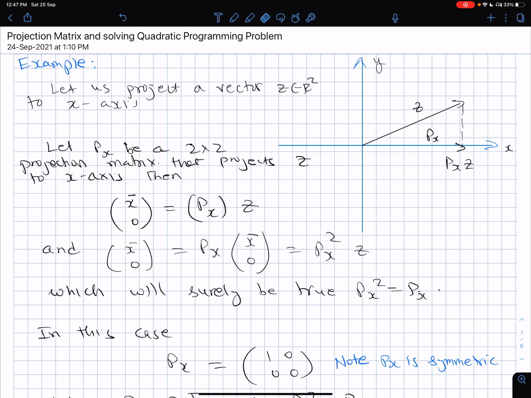So with this in mind, this is a bit of a digress lecture to develop notion of projection, and in the process also show a closed form solution of the quadratic programming problem, quadratic programming problem with equality constraints.